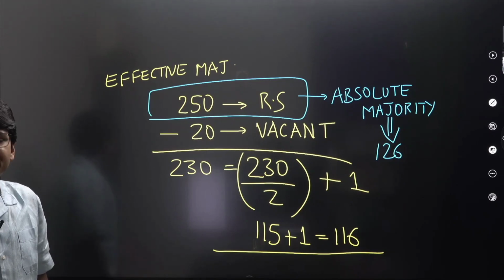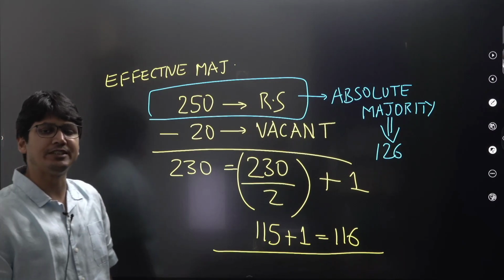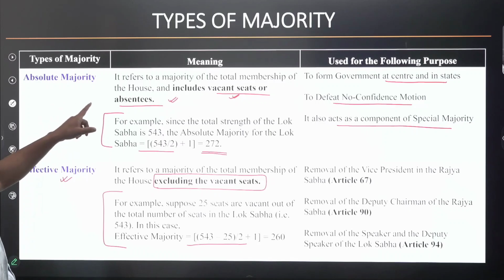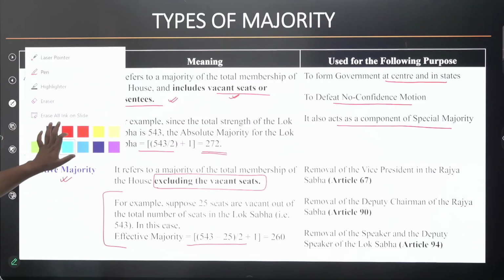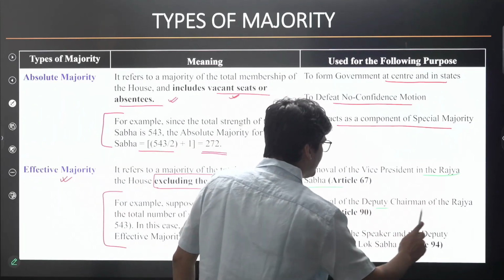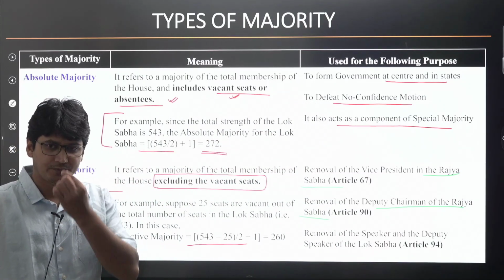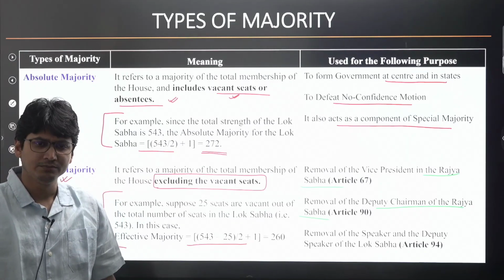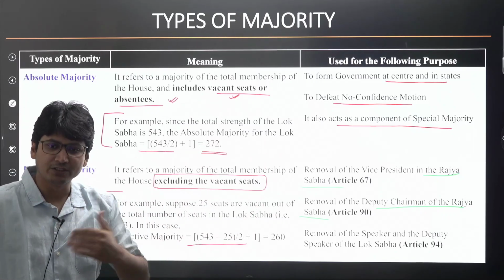Simple, 250 divided by 2 plus 1, because we include both vacant seats and also absentees in the total in absolute majority. And where effective majority is used, it is used for removal of vice president in Rajya Sabha, for removal of deputy chairman of the Rajya Sabha, and removal of speaker and deputy speaker of the Lok Sabha. Okay? Is it clear? Is this bifurcation, this diagram, helping you to understand further?